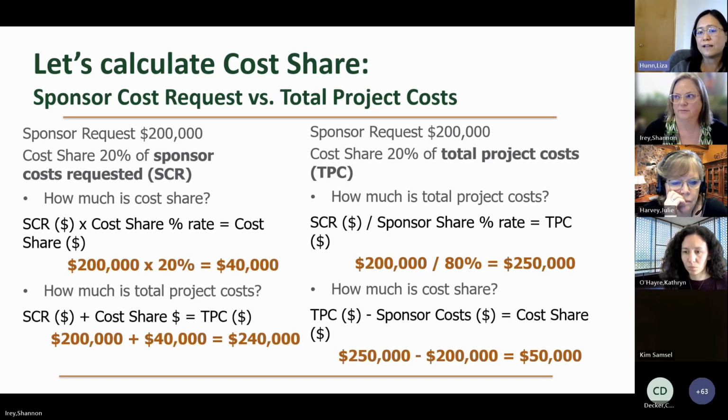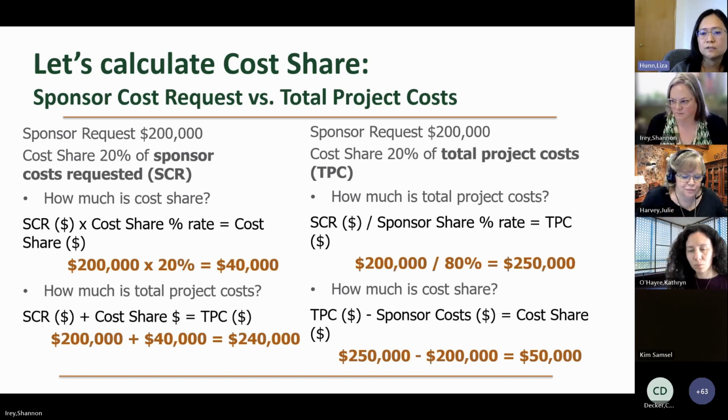So we'll do the left-hand side. Let's assume the sponsor request is 200,000. Cost share is 20% of the sponsor costs requested. How much is cost share? You take the sponsor request dollars, multiply that by the cost share rate, which we know on the left-hand side is 20%. So cost share in this example would be $40,000.